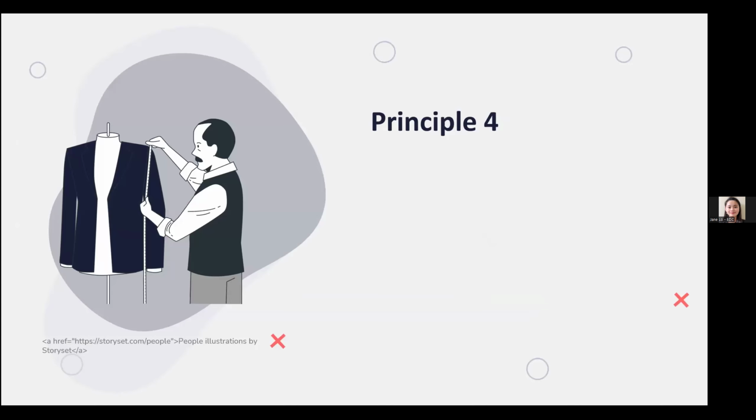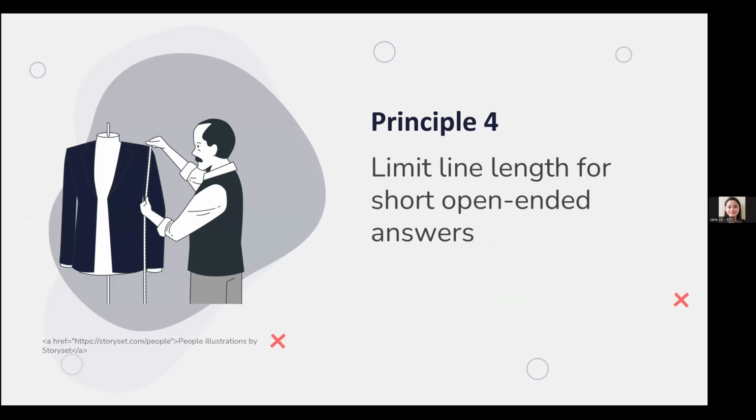This next set of principles helps us shape how the survey feels once you're in it, especially when asking open-ended questions. Principle 4 is to limit line length for short, open-ended answers. This is pretty self-explanatory with just the title. I would like to provide a couple of examples.